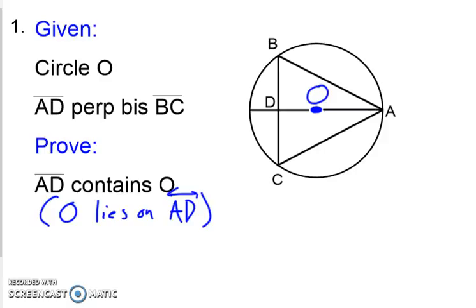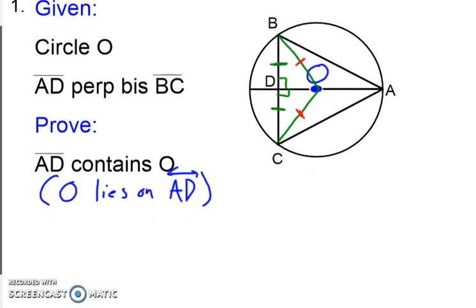So to show that O lies on the perpendicular bisector, we need to show that it is equidistant from the endpoints. In this case, the endpoints are B and C. So we're going to need to draw those two segments. Let's mark our given information. So if AD is the perpendicular bisector of BC, it bisects it, and it is perpendicular to it. We also know that since OB and OC are both radii of the same circle, they must be congruent.